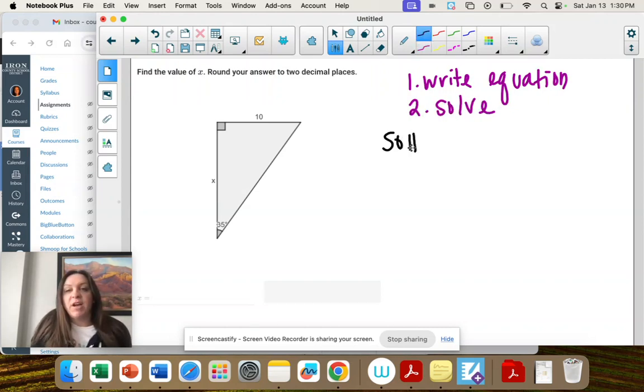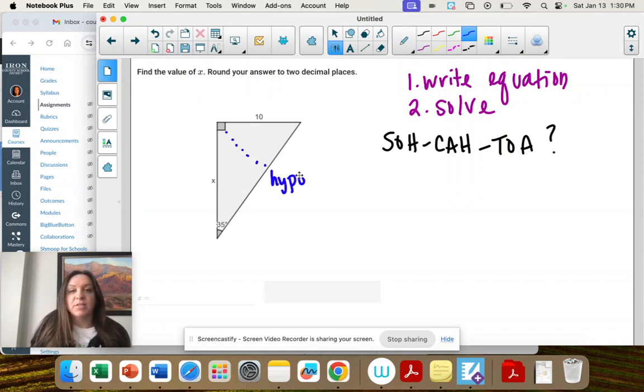We need to figure out, are we going to use sine, cosine, or tangent? And we do that by labeling the sides and seeing what we have. So across from the right angle is the hypotenuse. And then we're given an angle, so that's our reference angle. Across from that is the opposite. And then next to that is the adjacent.